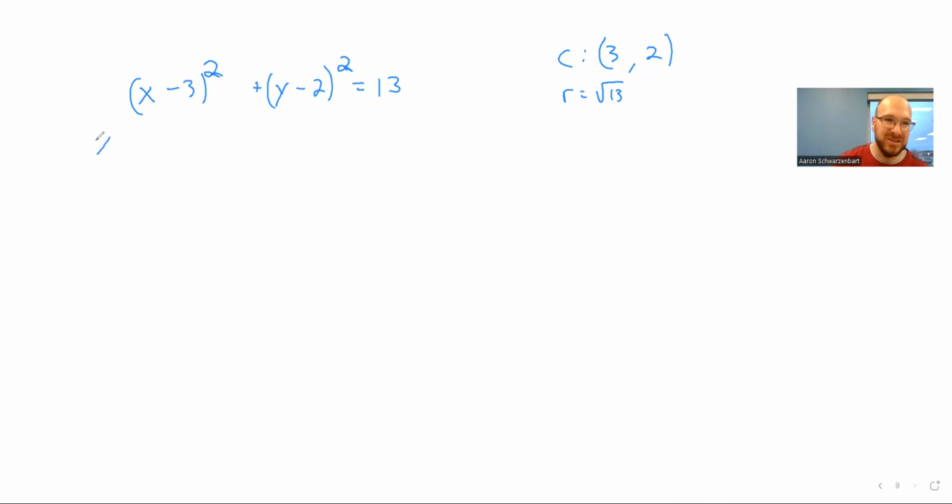So first thing I need to do is expand this out. Remember, (x minus 3) squared is not x squared minus 9. I must FOIL, but the shortcut is x squared minus 2 times 3 times x. So I multiply both of those and double it because they both get multiplied when I do that. Plus y squared minus 4y plus 4.